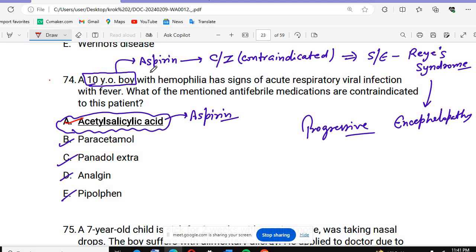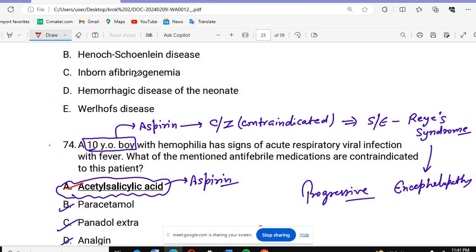Normally in case of Kawasaki disease we can give aspirin. Aspirin is contraindicated in all diseases, but aspirin is given in Kawasaki disease. For Kawasaki disease we can give aspirin, but for all other diseases it is contraindicated because it causes the side effect, that is Reye's syndrome.